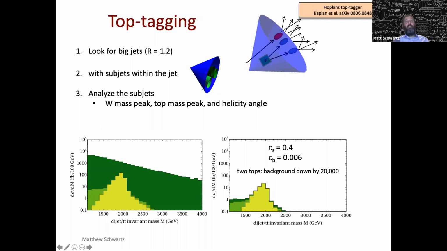So you cluster the jet, and then you analyze the subjets, looking for things like a W, and you look for the top mass peak, you measure the helicity angle, and you cut these large backgrounds down to something relatively small. So this is how top tagging was traditionally done, and it works really quite well. But along comes machine learning.